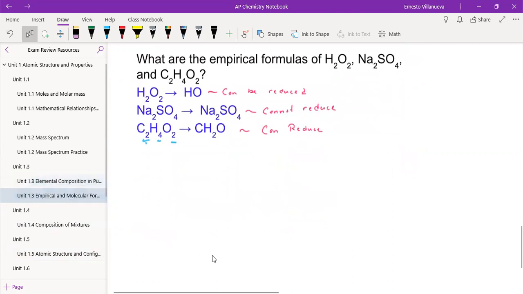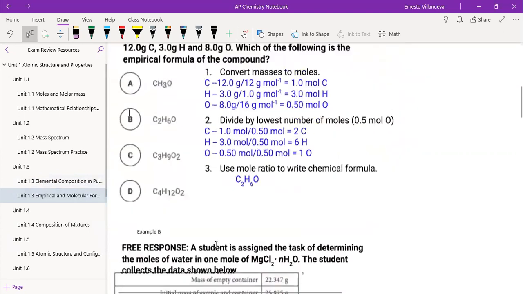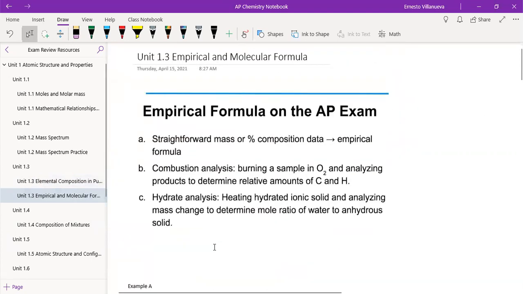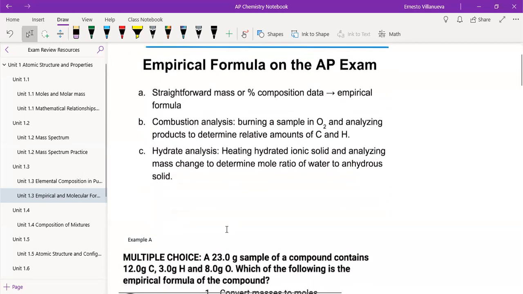Okay, let's go on to some practice with empirical and molecular formula. You're going to see 3 types of empirical molecular formula on the AP exam. Straightforward mass or percent composition data, which is what we got a little bit ago. Combustion analysis, where we're burning a sample and analyzing products to determine the relative amounts of carbon and hydrogen. And then a hydrate analysis, which is when you're heating up a hydrated ionic solid and analyzing the mass change to determine the mole ratio of water to anhydrous solid. That's a mouthful, I know. But we're going to do an example here in a minute that should help clear this up a little bit.